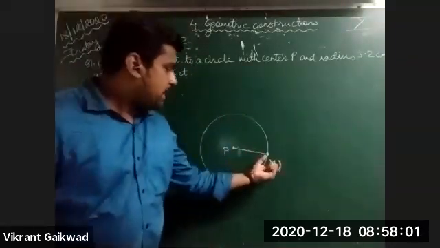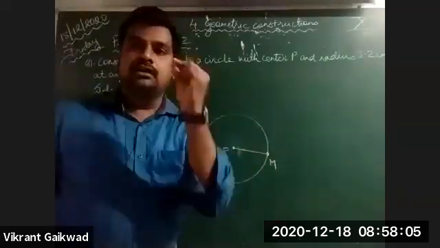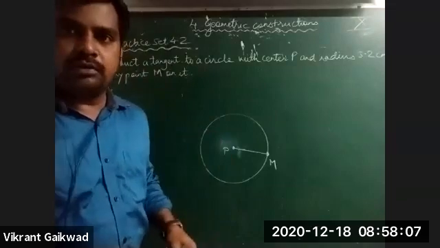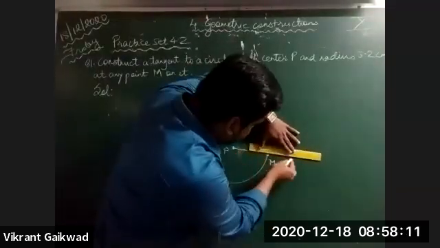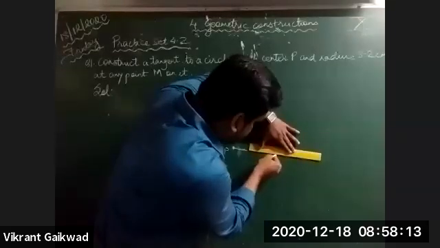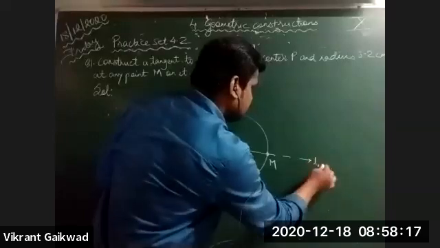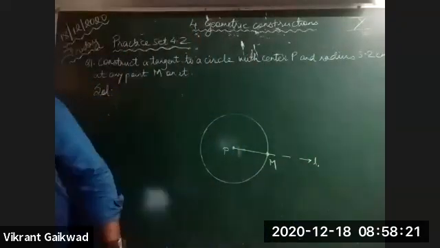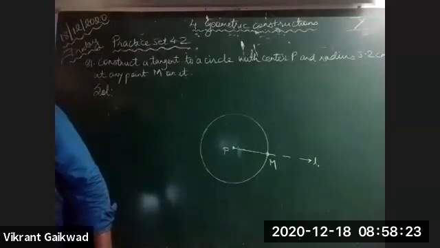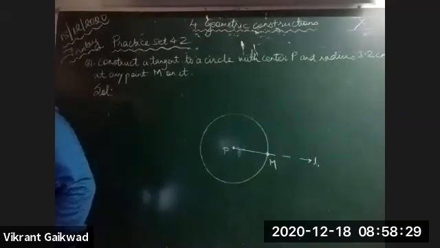Now, at point M, you have to draw the tangent. This radius and tangent are perpendicular according to the property. So at point M, you have to draw the perpendicular. So you'll extend this line. See, we'll extend that line to the other side. But there is no need to name that line also because it is understood.